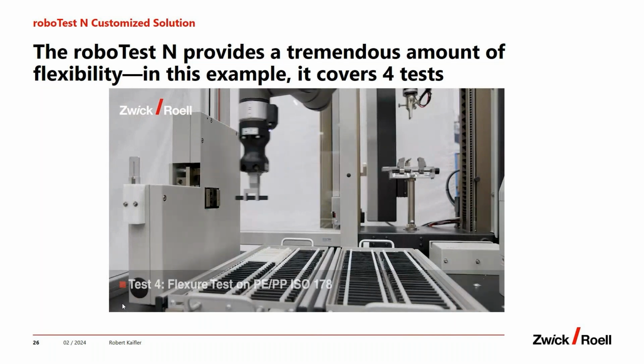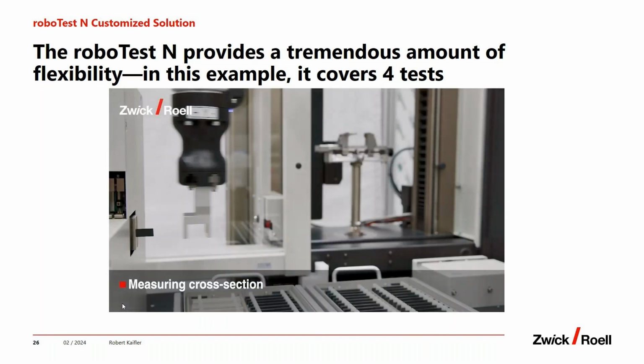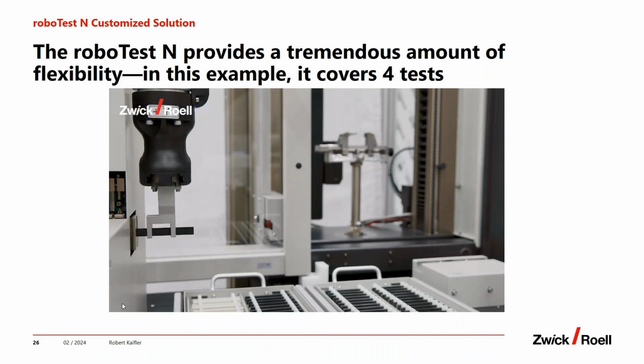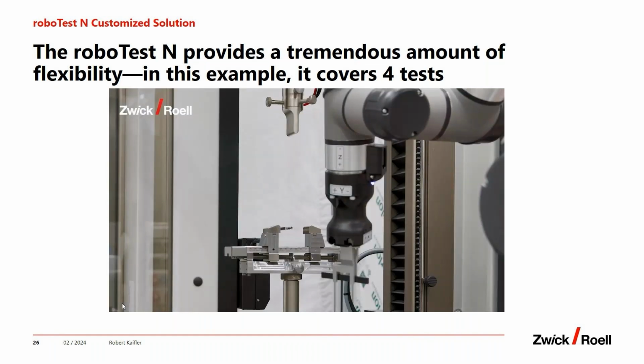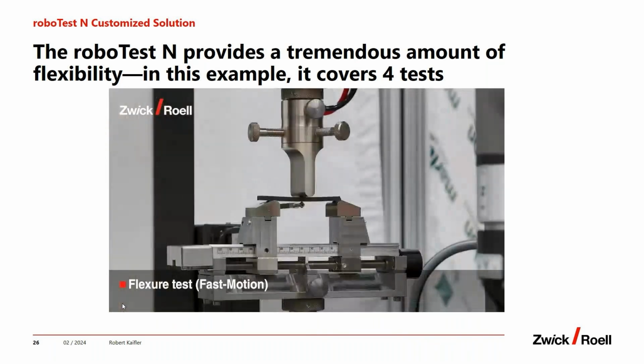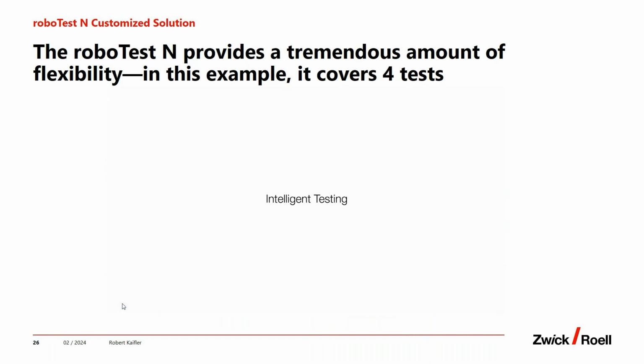Last test, number 4, is the flexure test. We are using here again the cross-section measurement station for this rigid material. In the meantime, in the background, you see we changed it to bending, to flexure. And again, we're using the extensometer for looking at the deflection. So this is a first customized example. This roboTest N does not have only 1 test covered, but 4 tests covered.